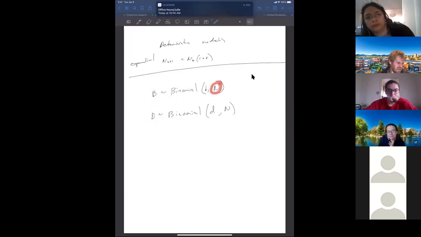So we have a total population size, and this one's not quite right, because our birth rates can be more than the actual population size. With the binomial model, this can only be a subset of N. So B has to be smaller than N. However, populations can give birth to more animals than are actually currently in the population.